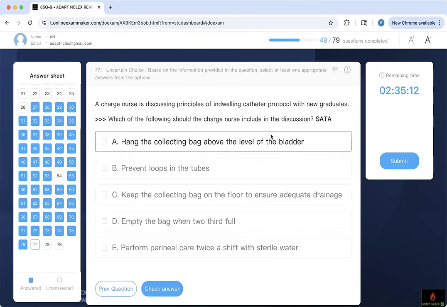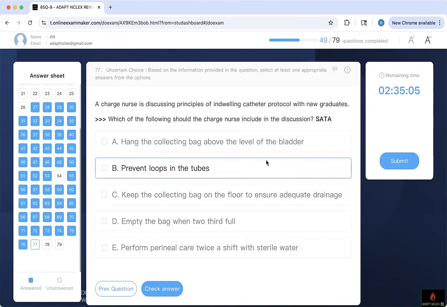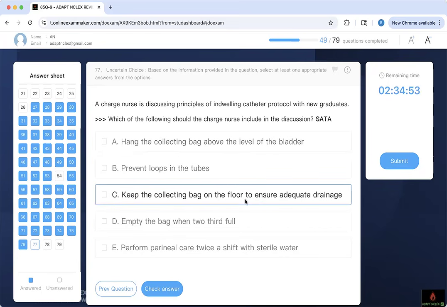Hang the collecting bag above the level of the bladder. No, below. Therefore, this is wrong. Prevent loops in the tubes. Of course, yes, we should prevent loops in the tubes. Keep the collecting bag on the floor. We should not keep the collecting bag on the floor to ensure adequate drainage. Empty the bag when 2/3 full. We should empty it when it's 1/3 full. Perform perineal care twice a shift with what?